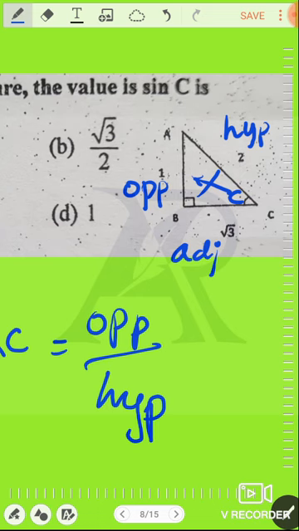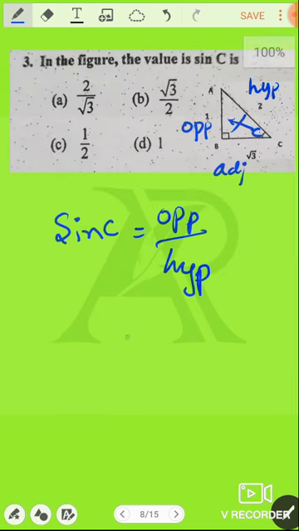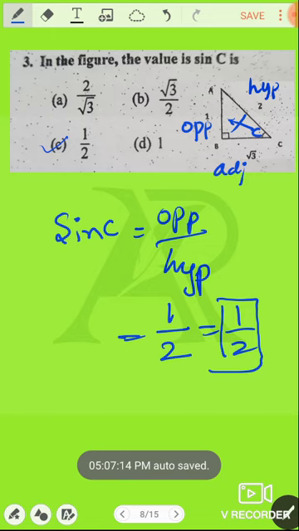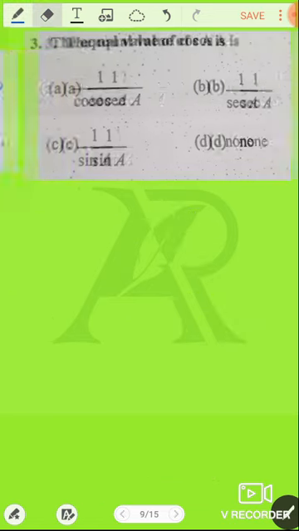Therefore, I will substitute the values here. The value of opposite is 1 and the value of hypotenuse is 2. Therefore, my answer is 1 by 2. Let us see the options. See option C, 1 by 2 is there. That is the correct answer. Let us see the next question.